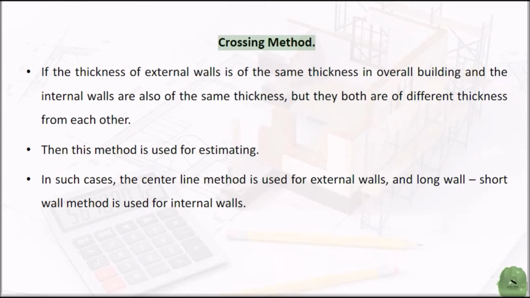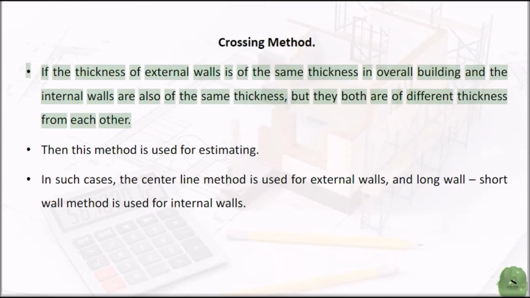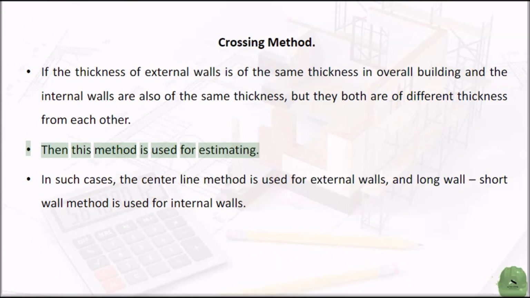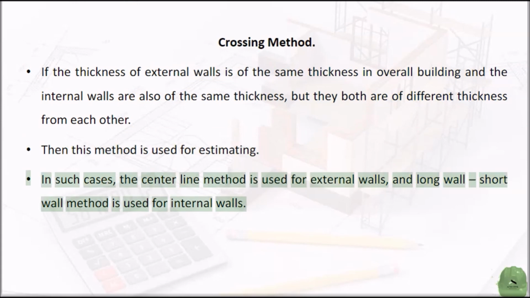Crossing method. If the thickness of external walls is the same in the overall building and the internal walls are also of the same thickness, but they both are of different thickness from each other, then this method is used for estimating. In such cases, the centerline method is used for external walls, and long wall short wall method is used for internal walls.